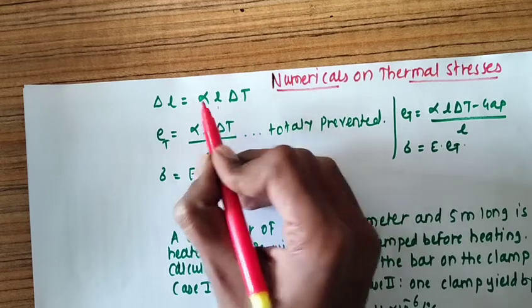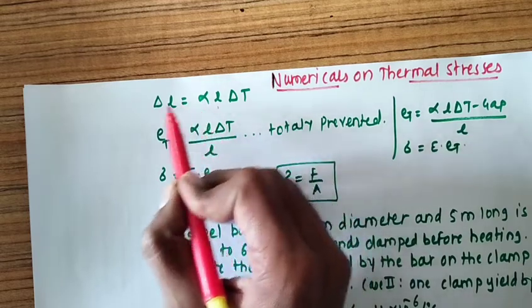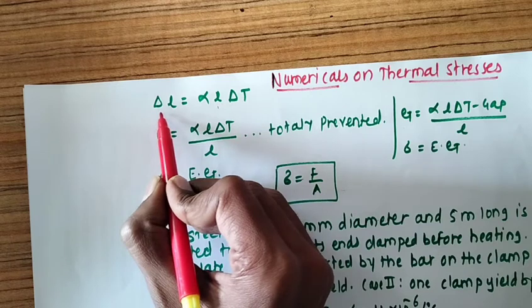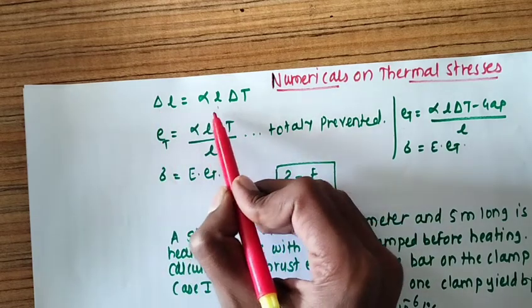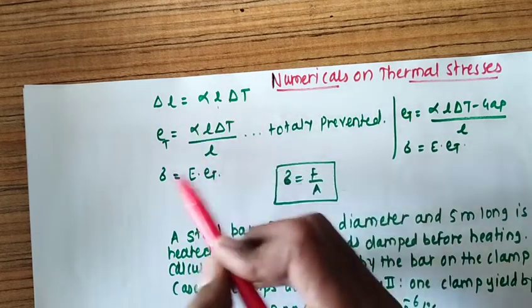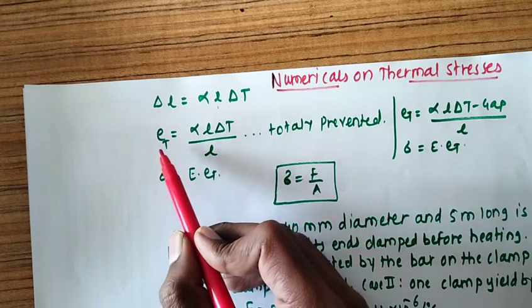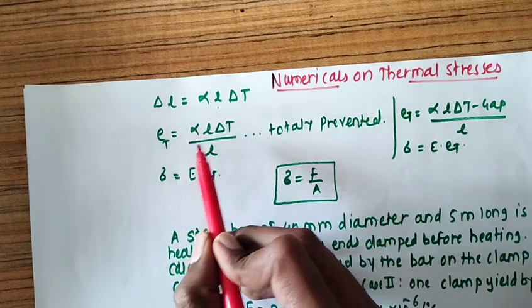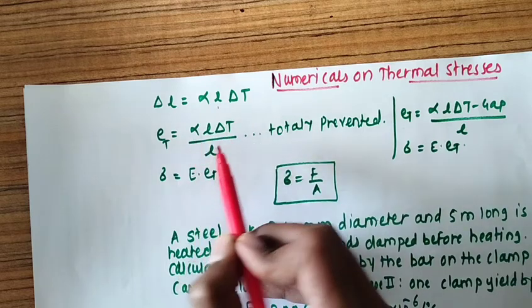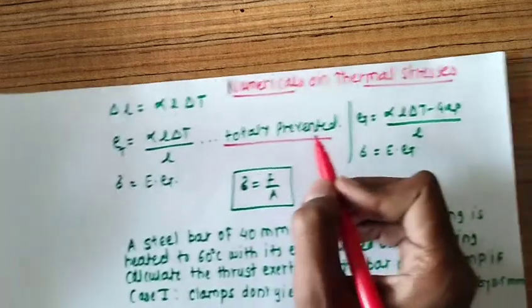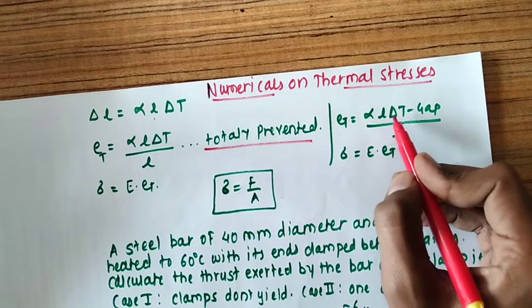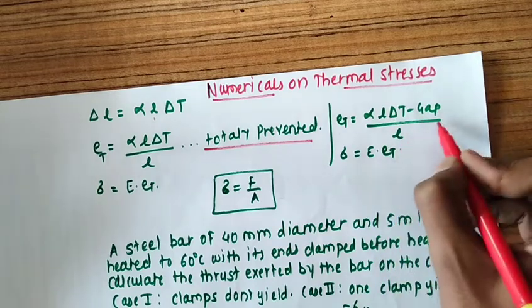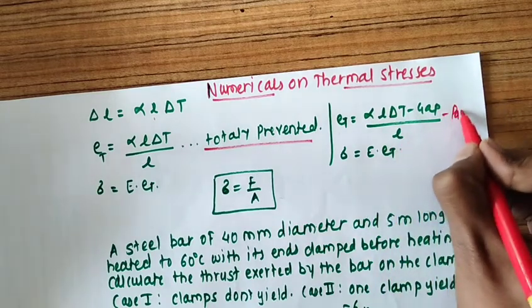of length L and coefficient of thermal expansion alpha, then the change in length of the material is given by alpha L delta T. And we saw the thermal strain induced in that material, due to this change in length being prevented, is equal to alpha L delta T upon L if length is totally prevented, and is equal to alpha L delta T minus gap upon L if it is partially prevented.